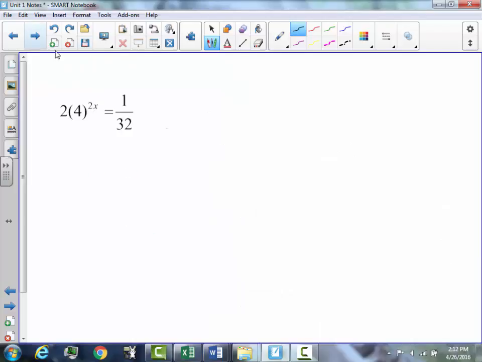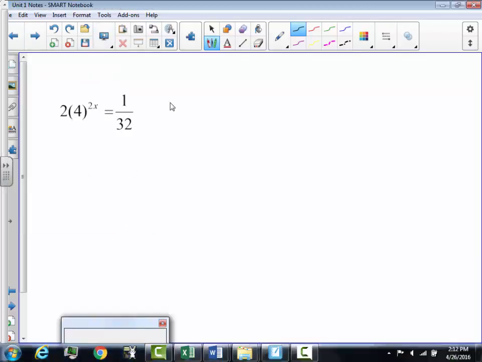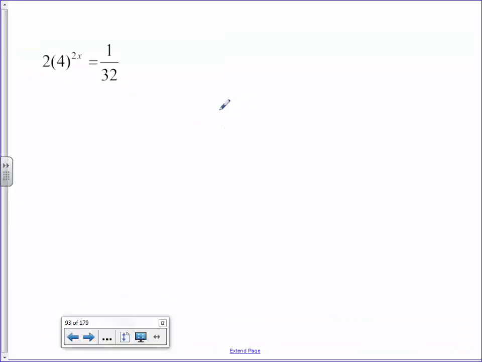So now it may involve a little more work once in a while. Let's try this one here. This is 2 bracket 4 to the power of 2x equals 1 over 32. So I'm going to play a couple of little tricks here in order to try to get us to the point where we can cancel those exponents. Or, sorry, cancel the bases. The first one involves this 32 right here.